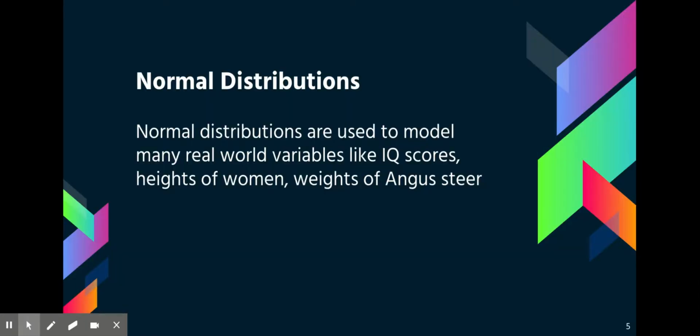Normal distributions are used to model many real-world variables like IQ scores, heights of women, weights of Angus steer, and other things that occur naturally.